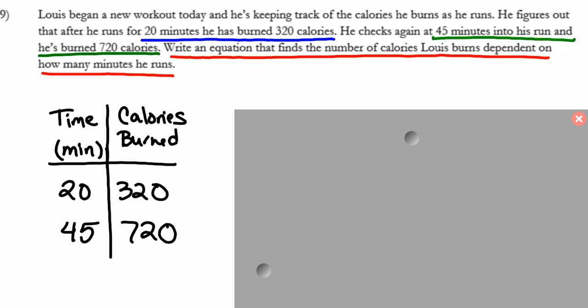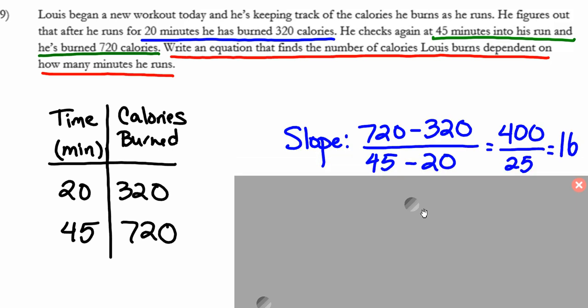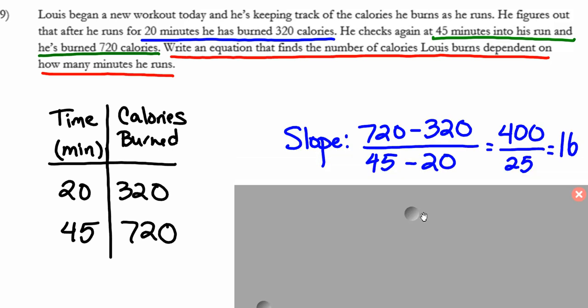But again, we need to find the rate of change, the slope, and either a point or a y-intercept. So I'm going to look at the difference of the calories burned compared to the difference of the time to find my slope, which ends up being, right, 400 compared to 25. That's going to be 16 calories burned every minute that he is running.